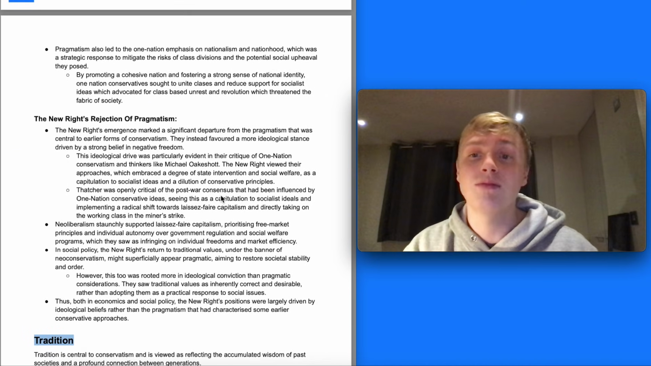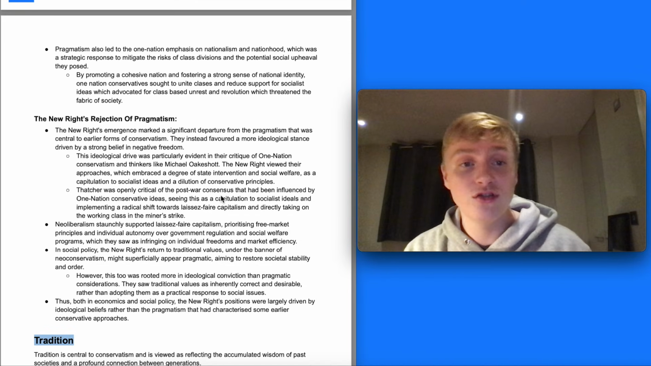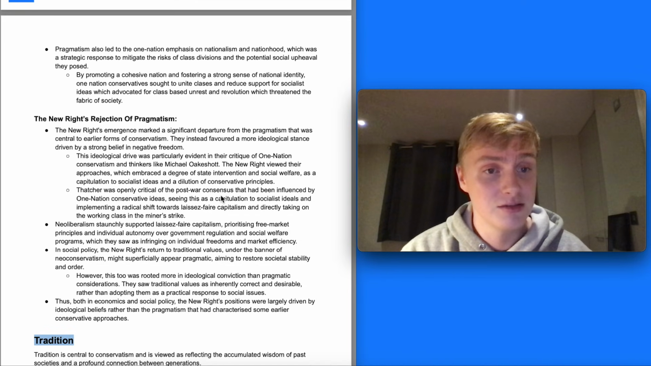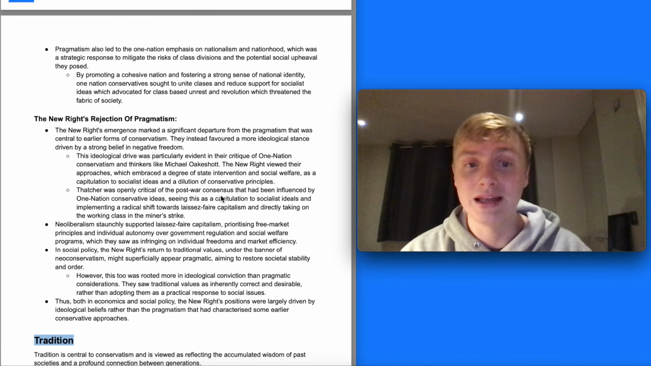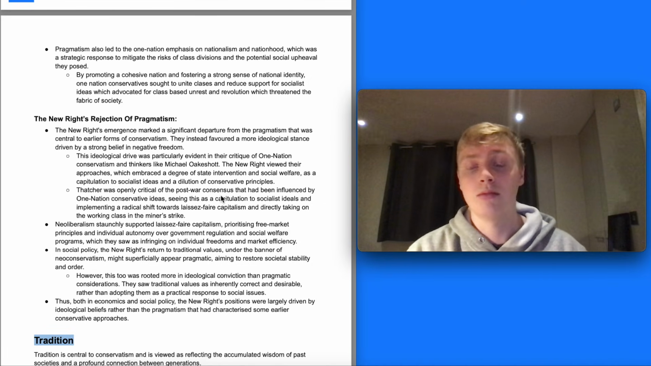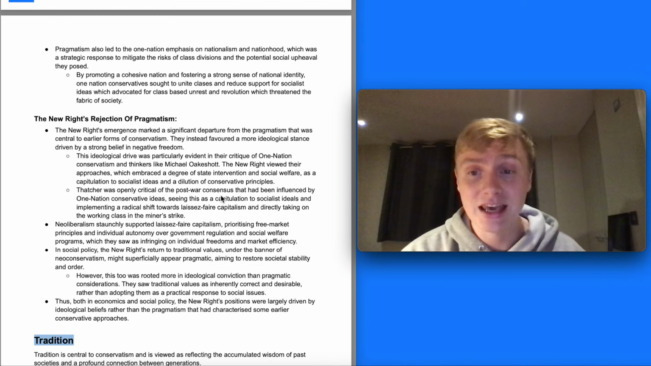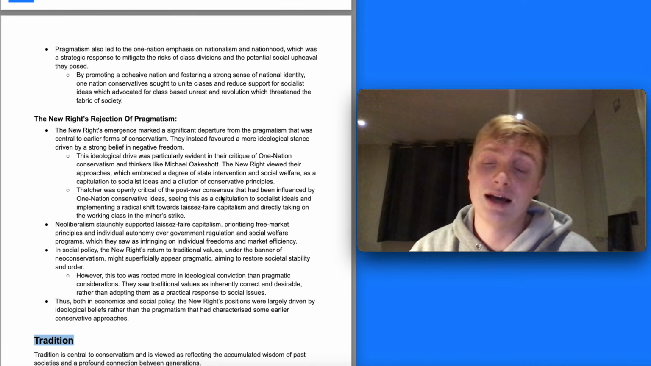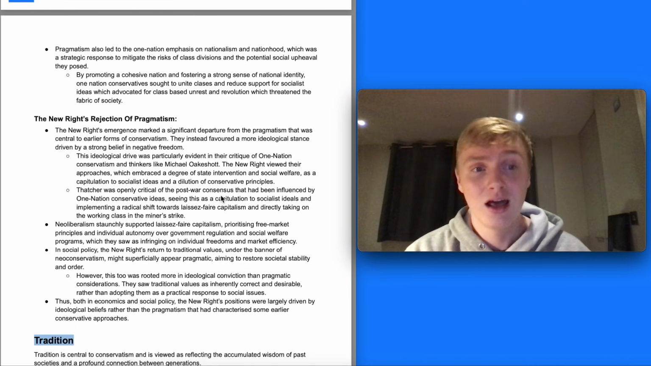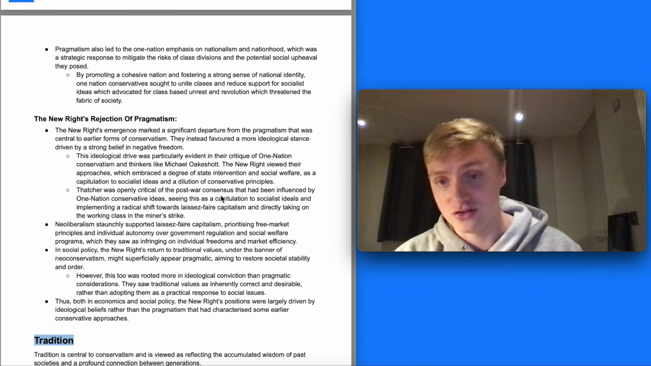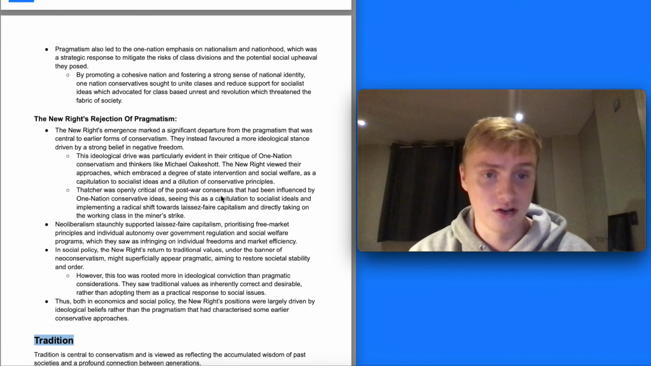Crucially, the new right can be seen as rejecting pragmatism. So their emergence marked a significant departure from pragmatism, and they instead favoured a more ideological stance driven by a strong belief in negative freedom, which you'll look at when you look at liberalism. And this is really key. So pragmatism, as a central tenet of conservatism, emphasises that you shouldn't be driven by ideology. The new right are driven by ideology. They're driven crucially by the promotion of freedom as an ideology.